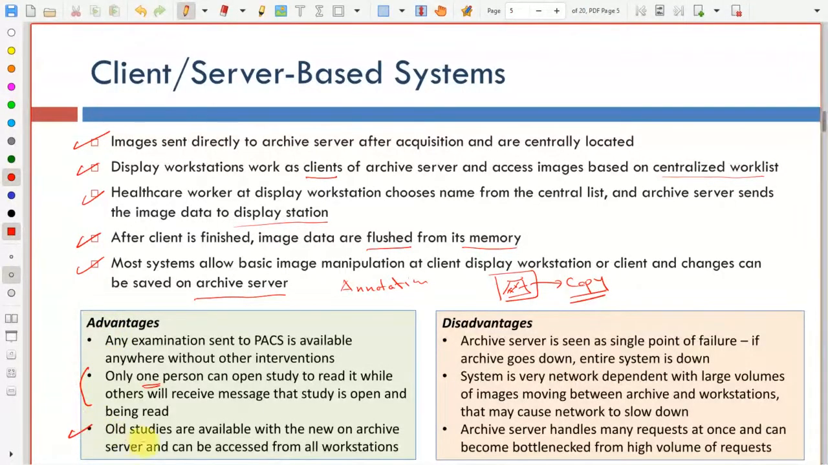Another very important advantage is that all studies, including the new ones, are available on the archive server and can be accessed from all workstations. From any workstation, you can access any new study, and because the archive server has all the data, the new and the old ones, you can access both on any workstation, which is very effective.